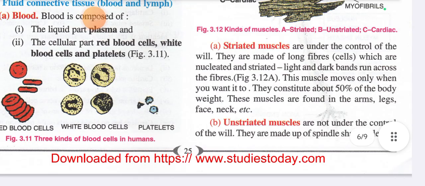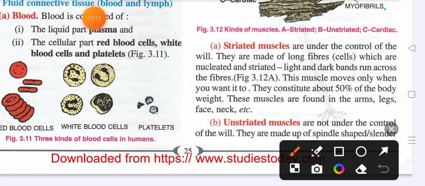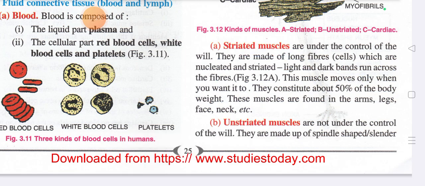Striated muscles are under our control, they are voluntary, they work for us, under our will. They are made up of long, multinucleated, striated fiber cells. The light and dark bands run across the fiber. This muscle moves only when the body wants it to move, and they constitute about 50% of the body weight. These muscles are found in arms, legs, face, neck, elbow and so on.